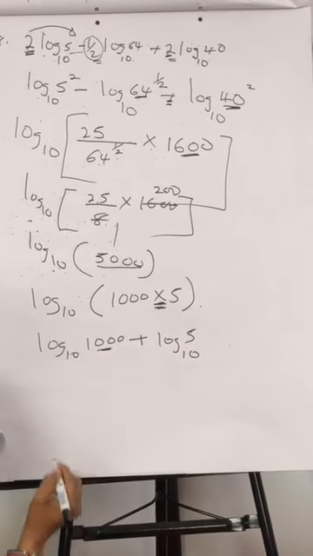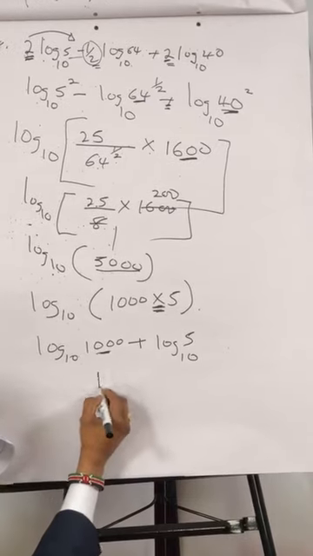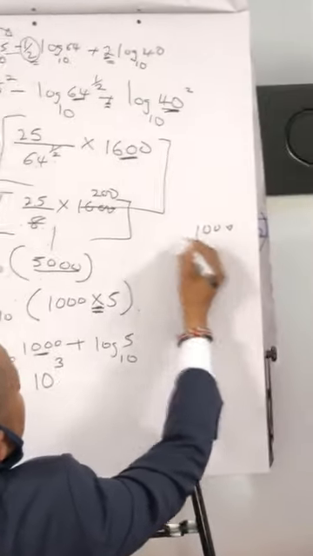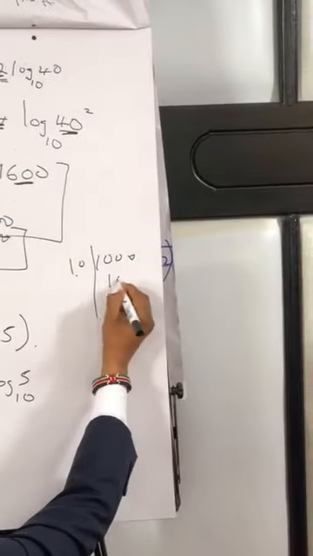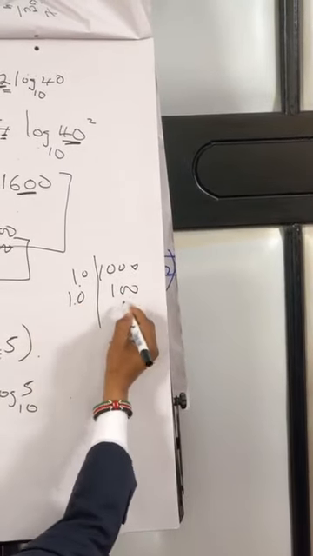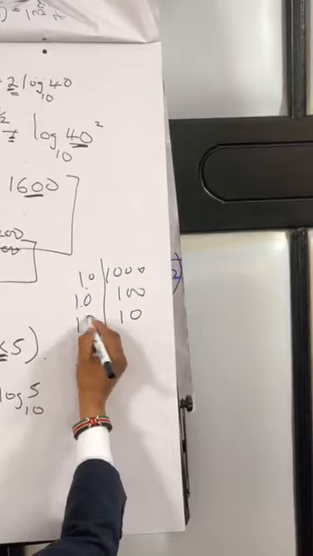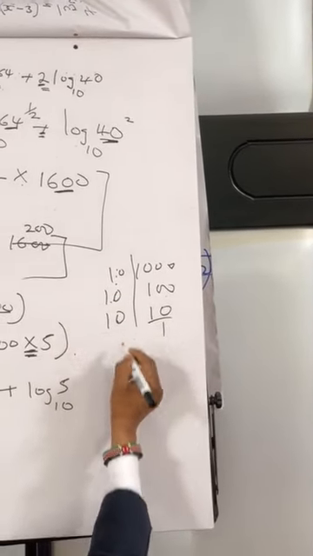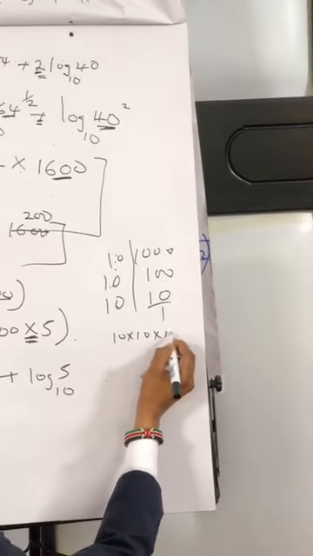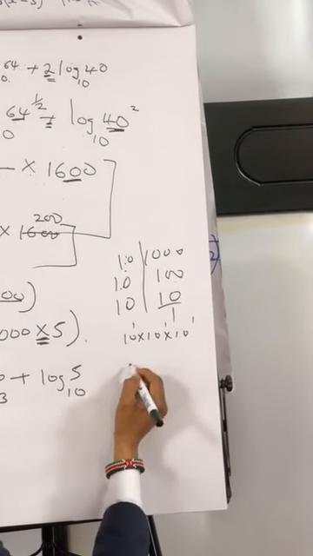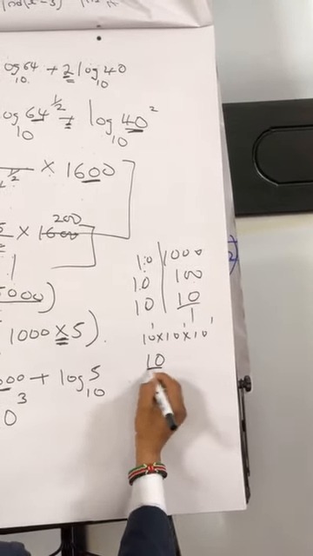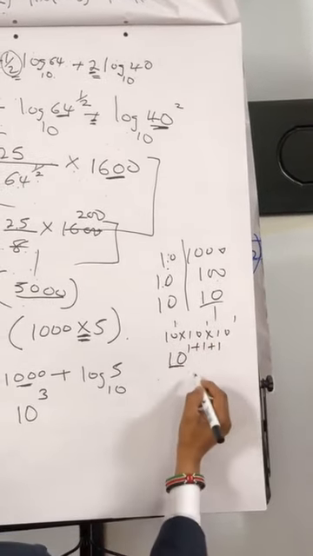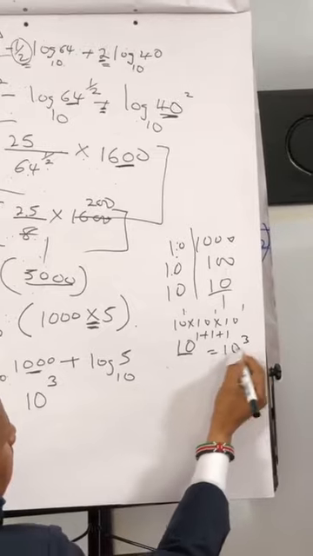Then here, if we further simplify, 1,000 is 10 raised to power 3. When you want to get 1,000, you put 10 here. 10 into 1,000, 100. 10 into 100, 10 times. 10 into 10, once. So this is 10 times 10 times 10, raised to power 1, power 1, power 1. You only take 1 as the base, then you add the powers: 1 plus 1 plus 1. So this is 10 to power 3.